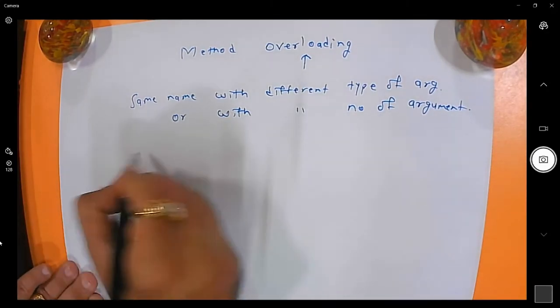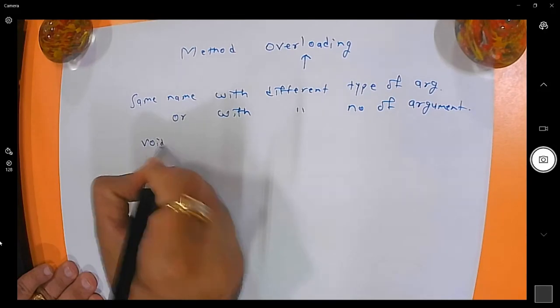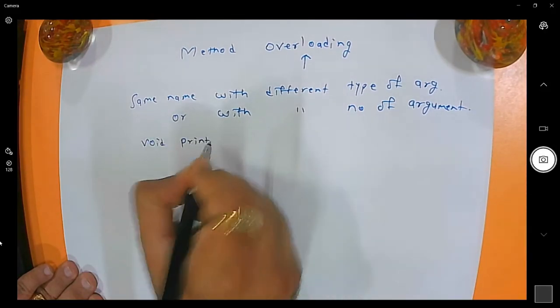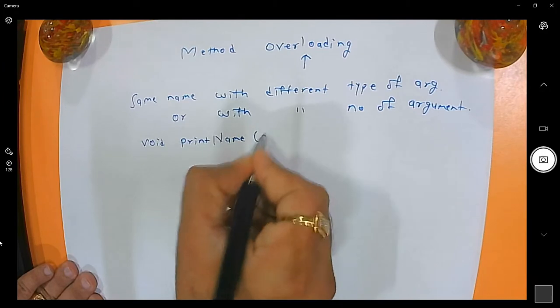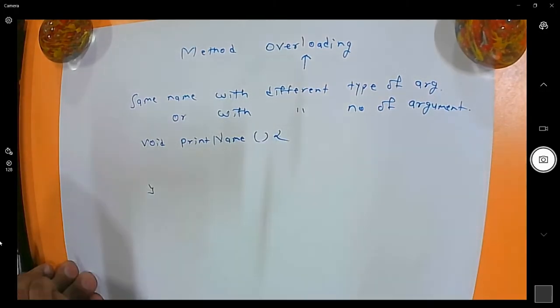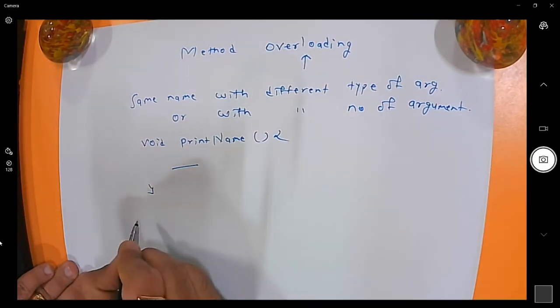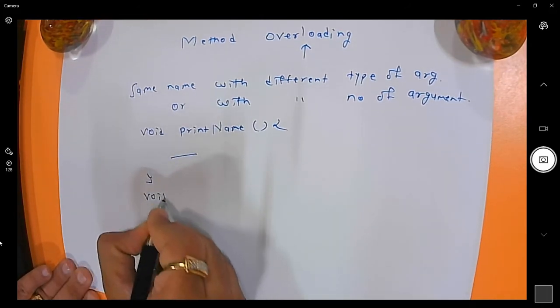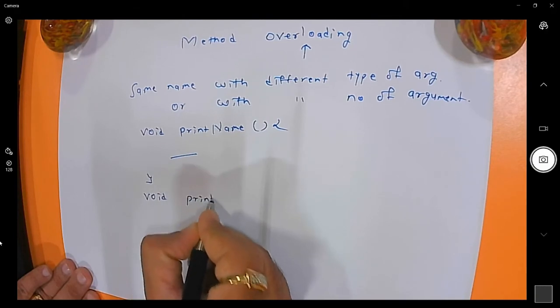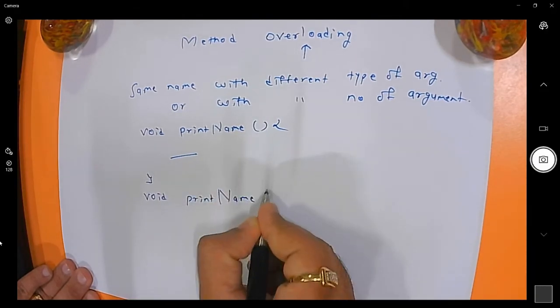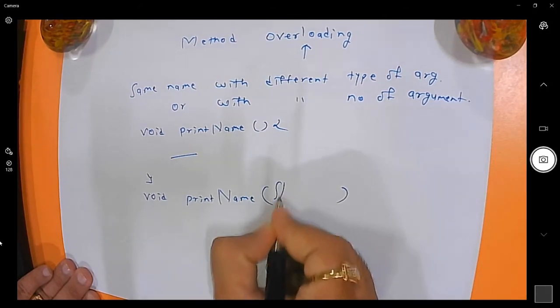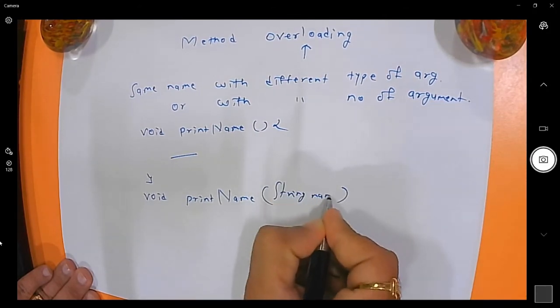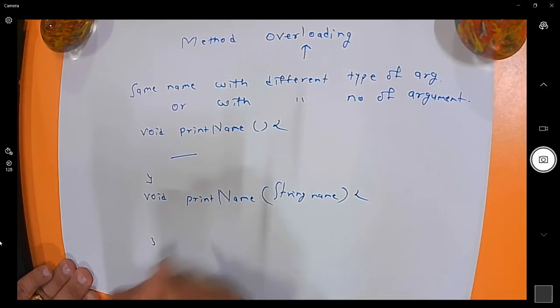For example, I have one function and that function is void printName. What will this function do? This will simply print the name. So I'm just printing the name here with System.out.println, and the name is, for example, Atmiya. Now I want to print the name based on the given input of the user. So I want to create the same function, printName, but now by taking the input from the user, String name.